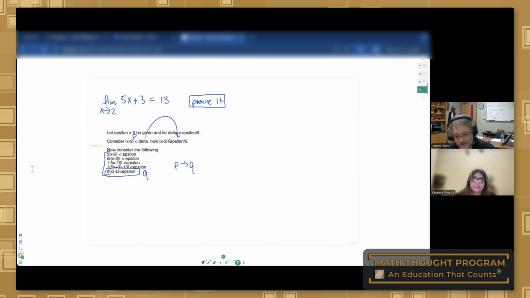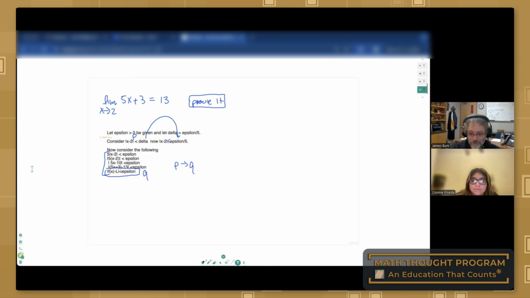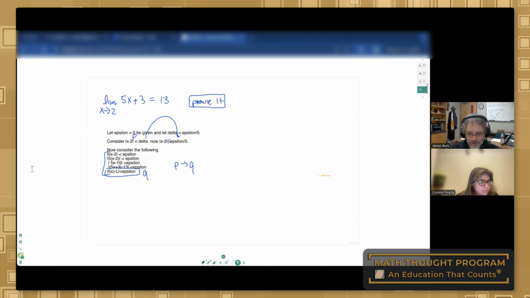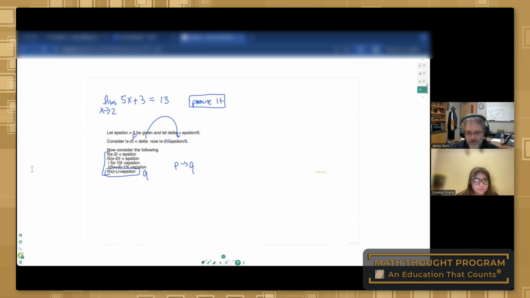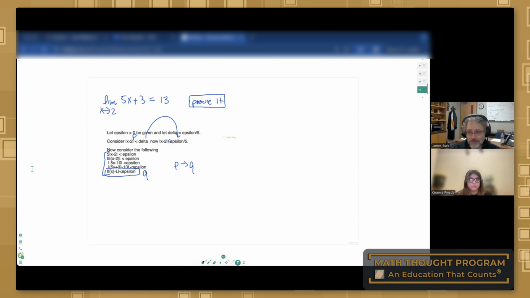Okay, now when you take it to the next level, we start looking at quadratics. It gets a little bit more complicated, but for the most part, it's going to have the same ideas again, because you're using the exact same definition. You're still looking at the limit definition. You're still trying to show that P does imply Q.